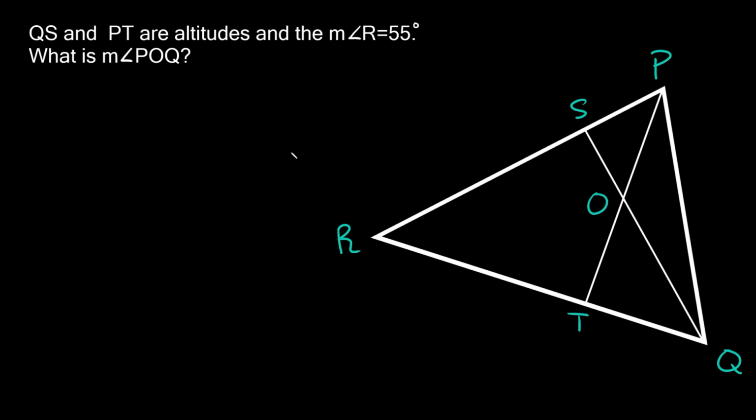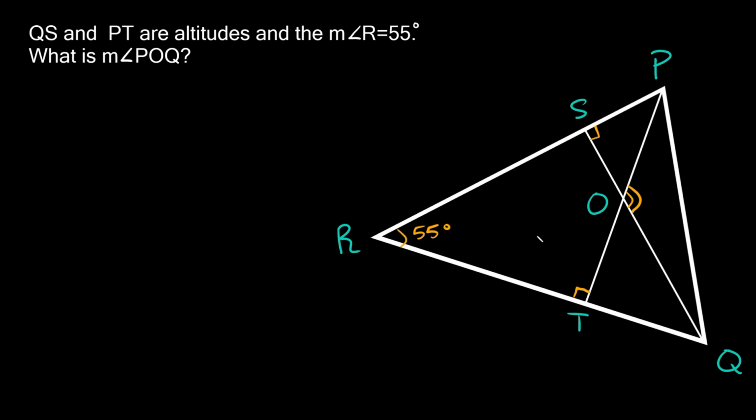All right, here's the last example we're going to go over. So here it says QS and PT are altitudes. All right, so let's find those first. So QS and PT are altitudes. So again, that means QS is an altitude, so that's a 90-degree angle right there. And PT, we would have a 90-degree angle right there. It also says that the measure of angle R is 55 degrees. So R right here is 55 degrees. What is the measure of POQ? So POQ would be this angle right here.